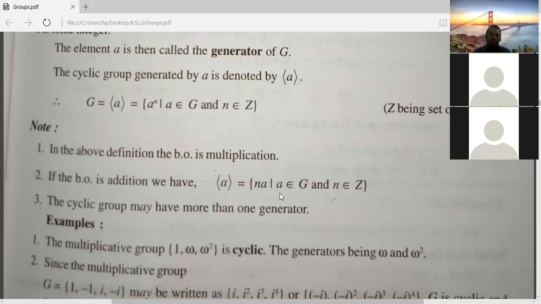Now, the cyclic group may have more than one generator. That means there is no unique element existing here. There may be more than one generator. It is not restricted to one.